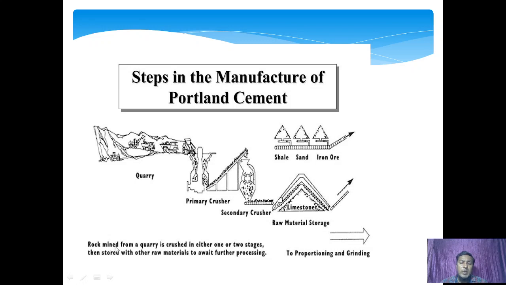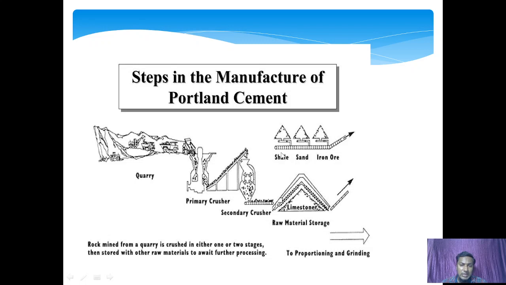So the rock mined from a quarry is crushed in either one or two stages, then stored with other raw materials to await further processing. And this raw material can be transported to proportioning and grinding.